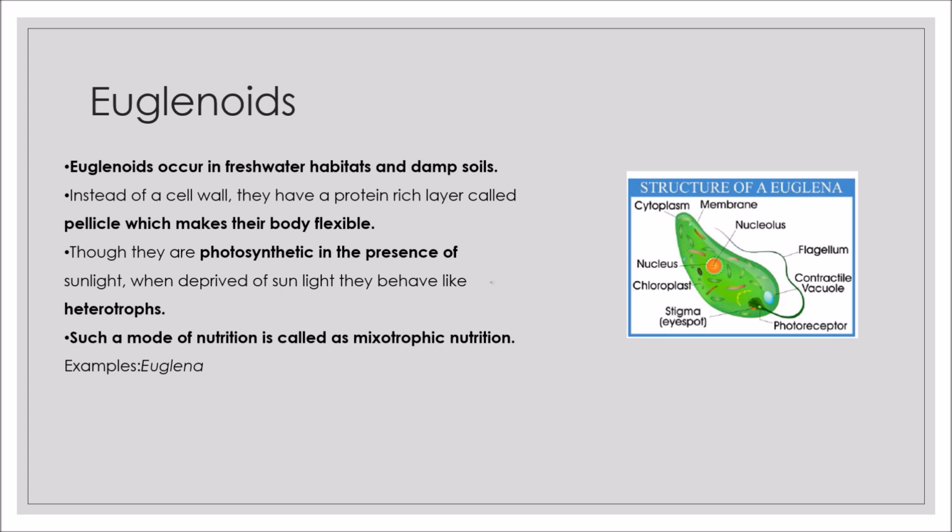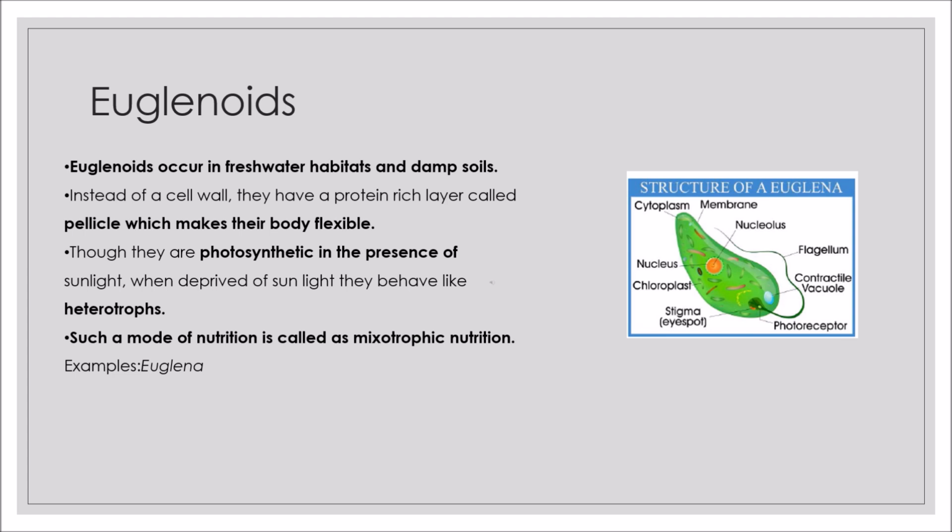So what are these euglenoids? These euglenoids occur in freshwater habitats. They are not present in marine water. They are present in freshwater habitats and very wet soil where the moisture content is high. In such damp soils only these euglenoids are present. Instead of the cell wall, they have a protein-rich layer called pellicle. So the cell wall is absent, but instead a pellicle is present as a covering, and the body is very flexible.